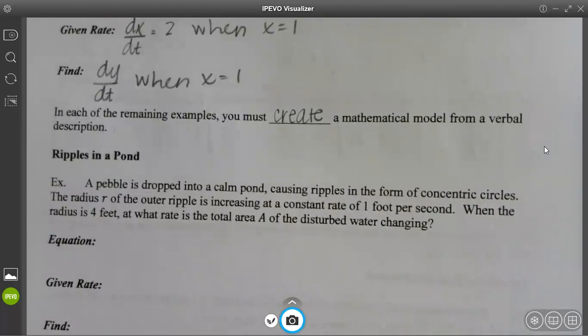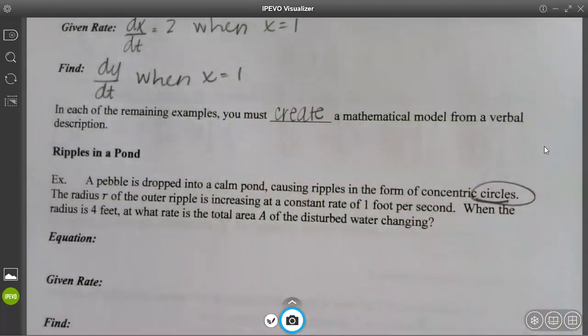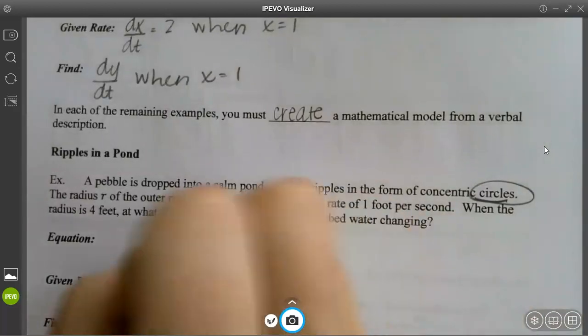All right, a pebble is dropped into a calm pond, causing ripples in the form of concentric circles. So there's your first thing. It's going to tell you a shape. The radius r of the outer ripple is increasing at a constant rate of 1 foot per second. When the radius is 4 feet, at what rate is the total area of the disturbed water changing? So it gave us something else, the total area.